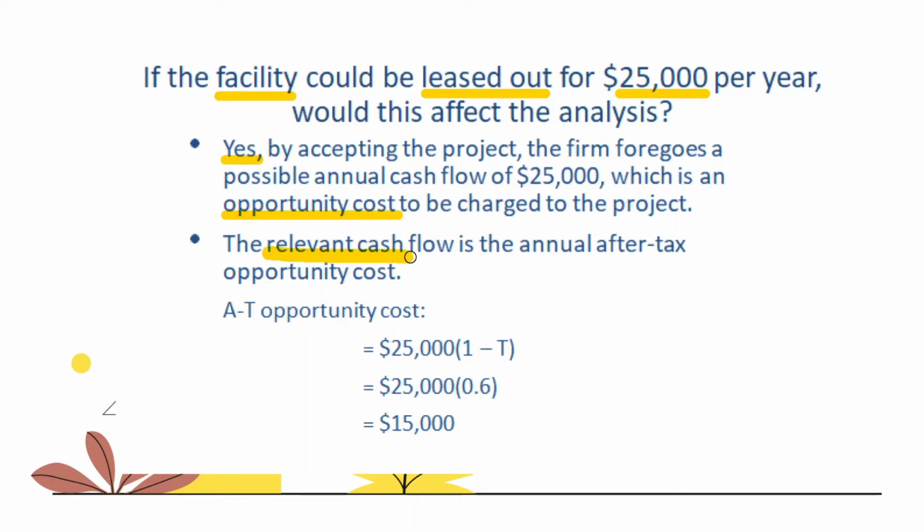The relevant cash flow for this opportunity cost must be on the after-tax basis. We multiply $25,000 by 1 minus T, given the tax rate equal to 40%. The after-tax opportunity cost relevant to this investment decision is equal to $15,000. This can be incorporated at the beginning of the project because this is what we have to give up to invest in the project.